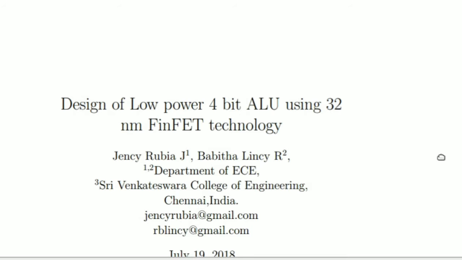Hello, today we're going to look at a paper called Design of Low Power 4-bit ALU using 32 nanometer FinFET technology. In this paper, they don't actually deal with how to build the ALU, they deal with more about if it is possible to build the ALU using FinFET technology, and if so, how much leakage power it has.